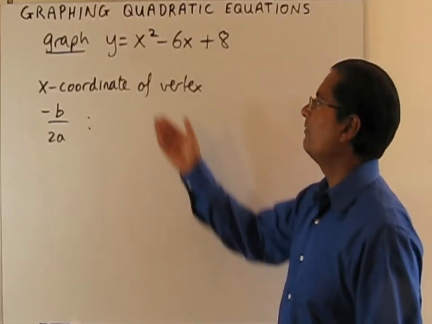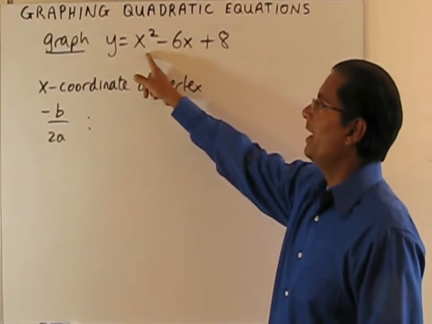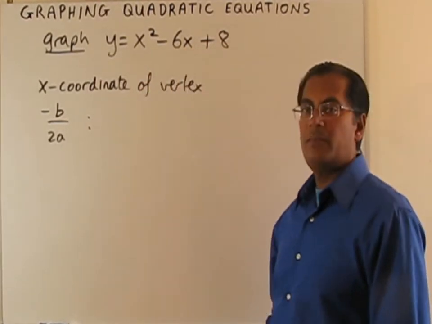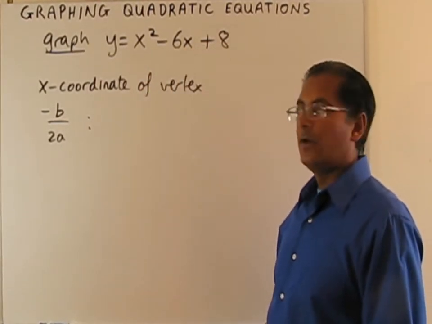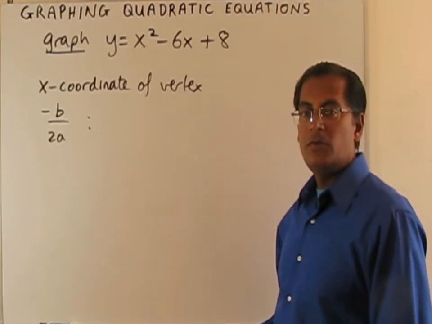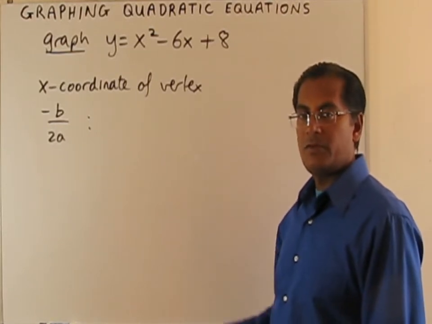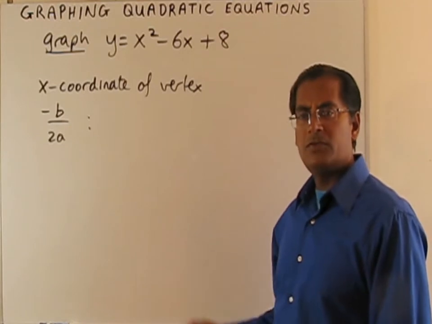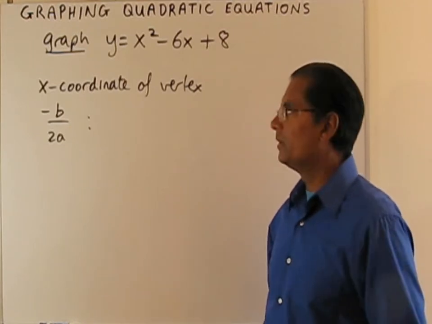We want to graph the quadratic equation y equals x squared minus 6x plus 8. So the two steps we're going to use are we're going to find the vertex and the x-intercepts and sketch the graph. And we can put in some more points to make the graph more smooth.